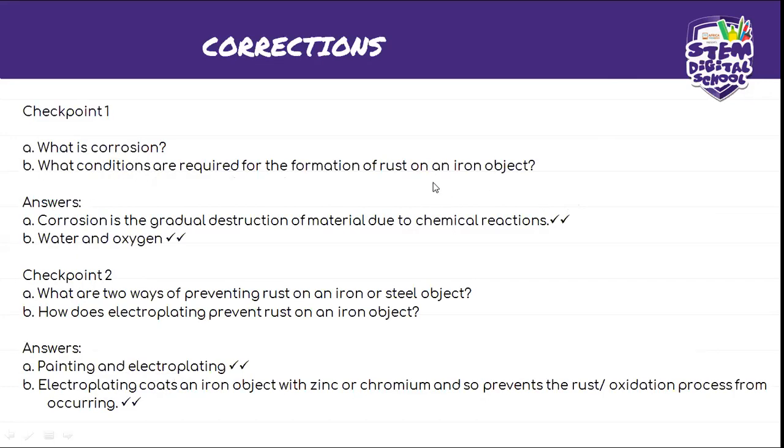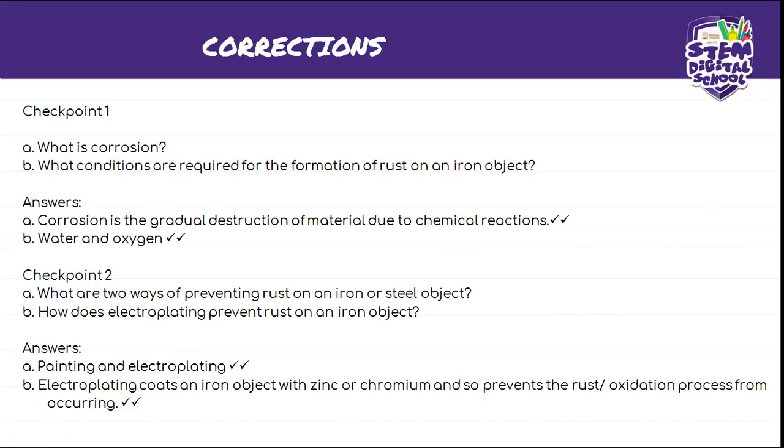Now perfect. So those of you, I said you should check your definition. You should look at it now. So corrosion is the gradual destruction of material due to chemical reactions. Perfect. And what are the agents or factors? We're talking about water and oxygen. 1 mark each, that is 4.